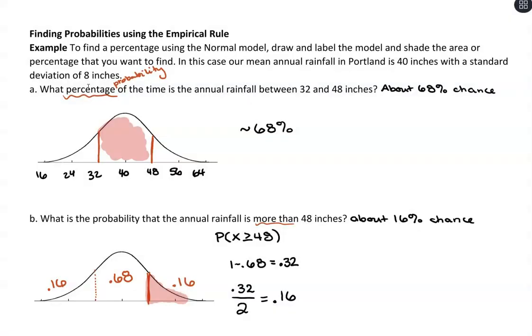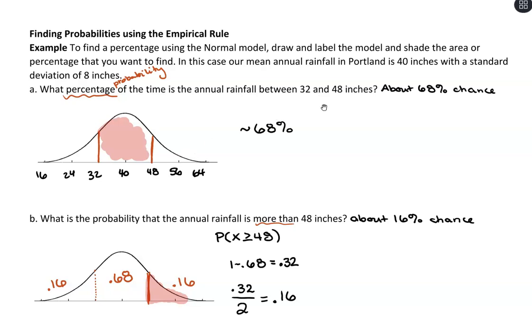So for part A, we want to find what percentage or probability of the time is annual rainfall between 32 and 48 inches. And this is where still drawing a little sketch can be really helpful, because as we move to technology, we want to make sure our understanding from reading the problem matches up with our understanding of plugging into technology. So it doesn't have to be super detailed, but just drawing yourself a little sketch, and hopefully that will get you on the right track to confirming your answer as you get it from technology.